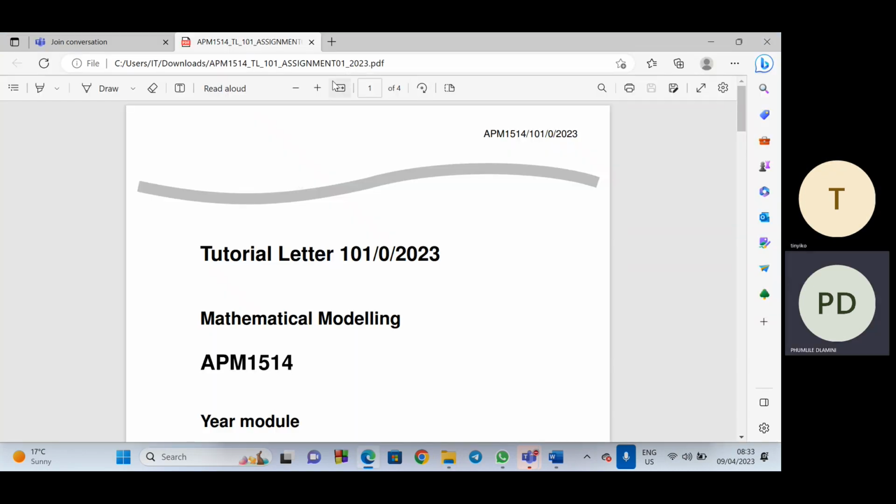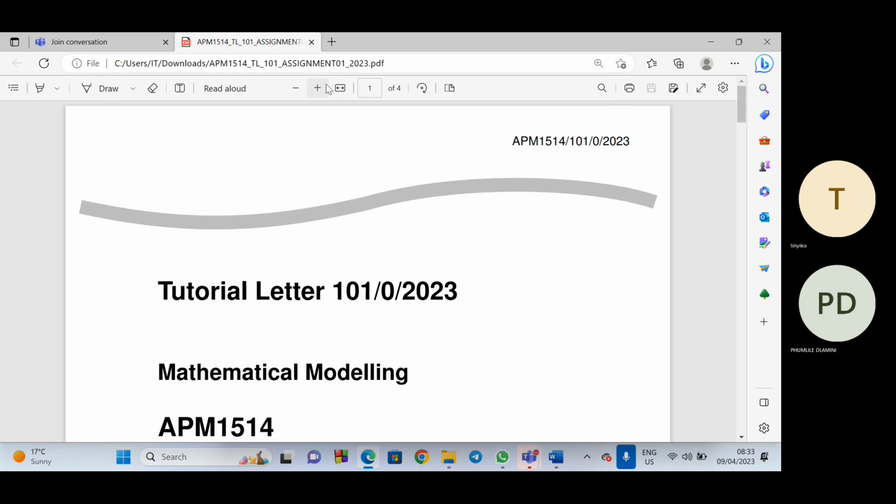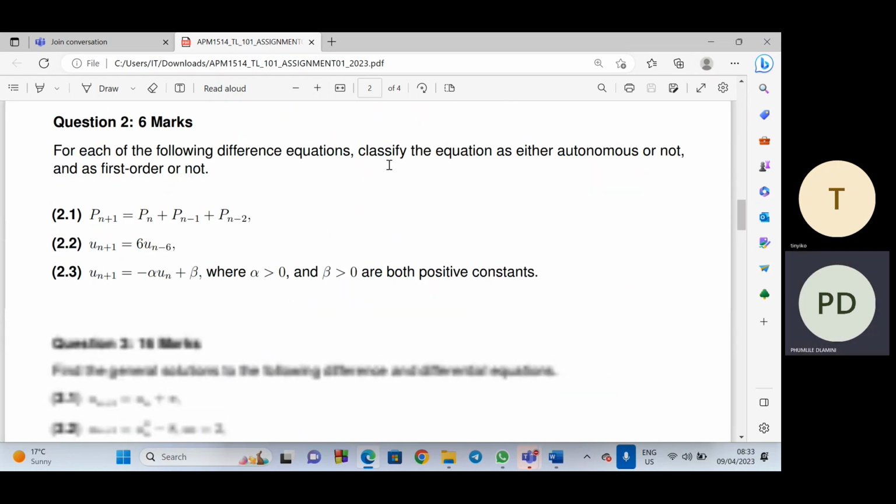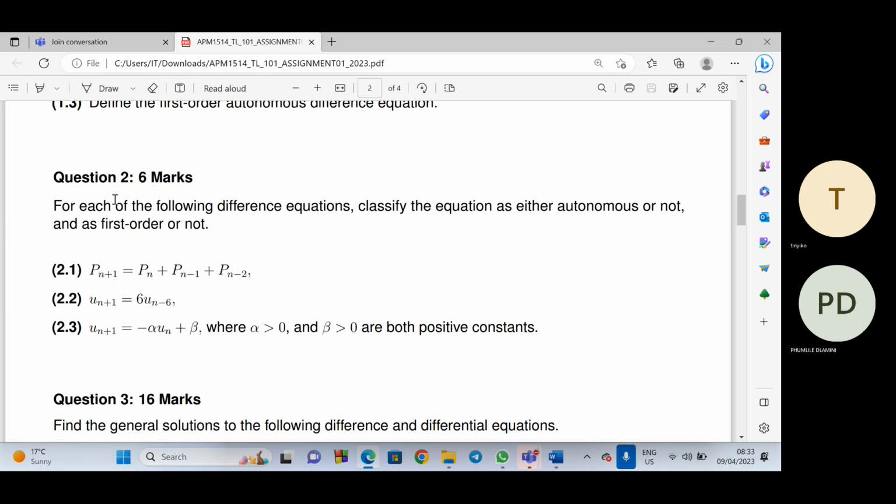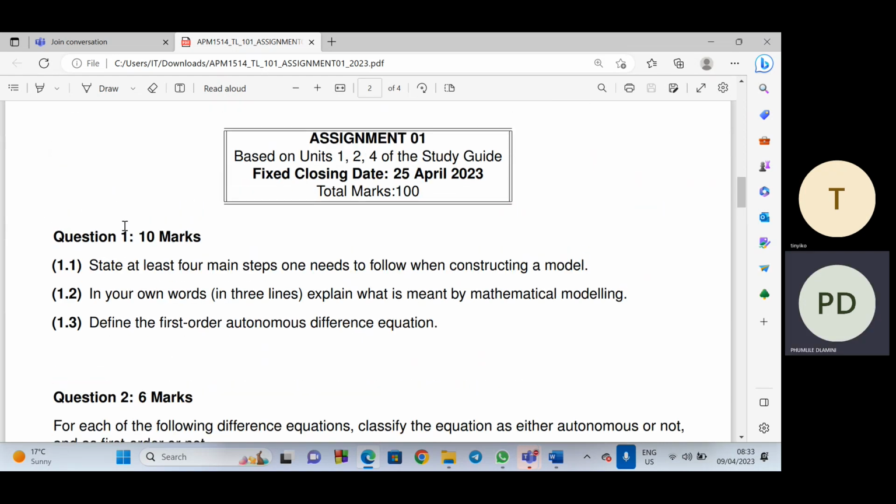So if we go to your assignment, question number 1 in 10 marks: State at least 4 main steps one needs to follow when constructing a model. The steps here are from the first lesson, and the four of them are just theory. Next, in your own words, in 3 lines, explain what is meant by mathematical modeling.